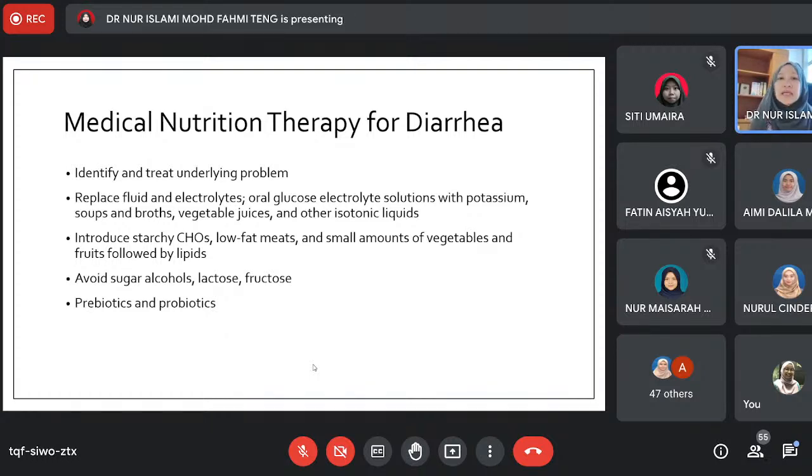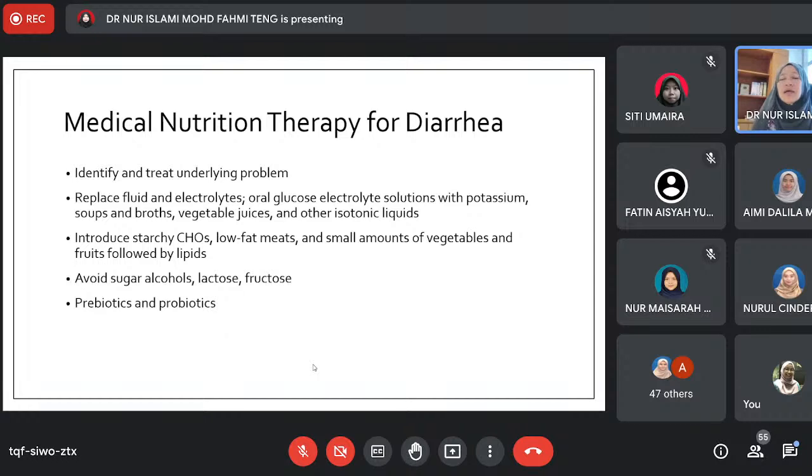And then we replace fluid and electrolytes: oral glucose electrolyte solution with potassium, soups and broths, vegetable juices and other isotonic liquid. It's very important for those with severe diarrhea and dehydration that we first replace their fluid. Ask them to drink water, or if not water, in the form of soup or isotonic liquid, and then introduce starchy carbohydrate, low fat meal and small amounts of vegetables and fruit, followed by lipid. So high fat food we give later.